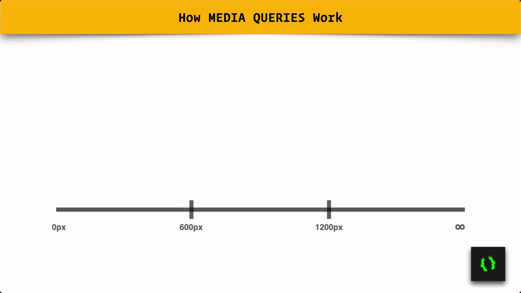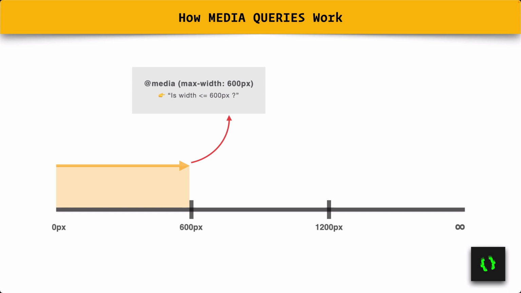So let's say we want to apply certain styles for the range between 0 to 600 pixels. So then we could write a media query like this. We would write @media and then max-width: 600px. So basically this media query checks if the current viewport is smaller than or equal to 600 pixels, and if it is, then all the CSS code that is in this media query will apply, and if not, then the code that is in this media query will not apply.